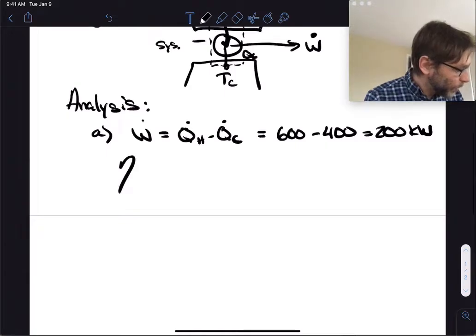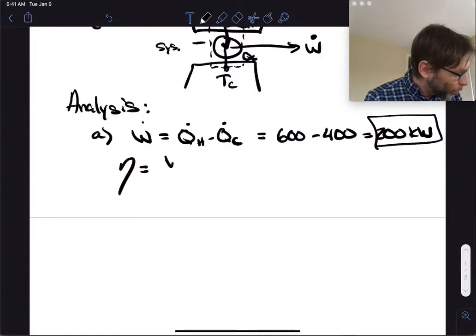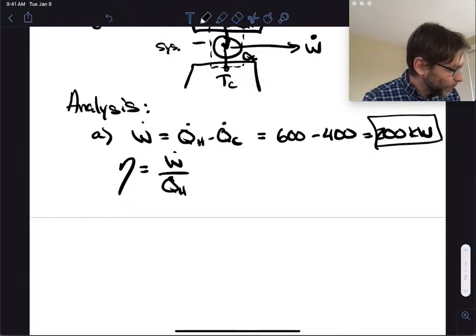The efficiency of the cycle, so I'm just going to box that. The efficiency of the cycle in this case is equal to the work of the cycle over Q dot H.